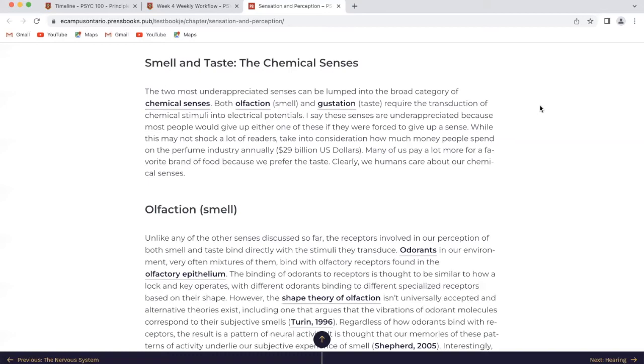While this may not shock a lot of readers, take into consideration how much money people spend on the perfume industry annually. Many of us pay a lot more for a favorite brand of food because we prefer the taste. Clearly, we humans care about our chemical senses. Olfaction is smell and gustation is taste.